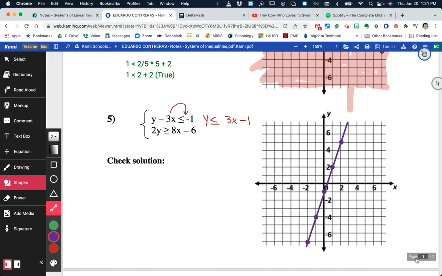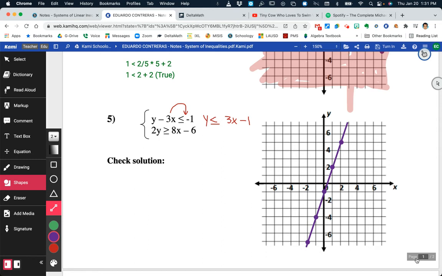And then it's less than. We want to shade everything below. So again, I'm the little ant going up. I'm always going left to right. It's going to be this region here. Everything here gets shaded. Okay?